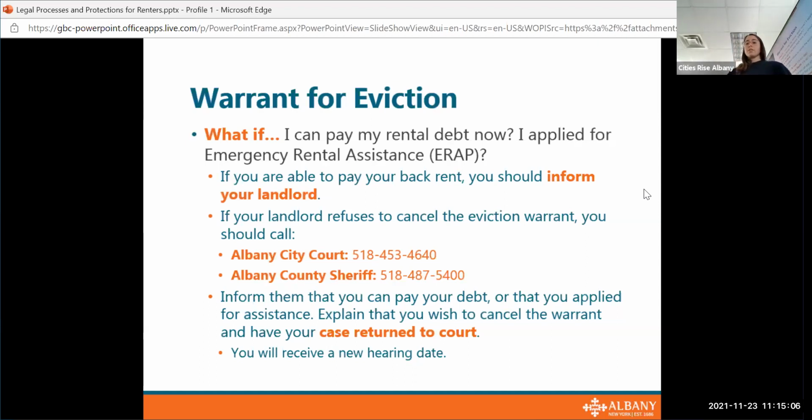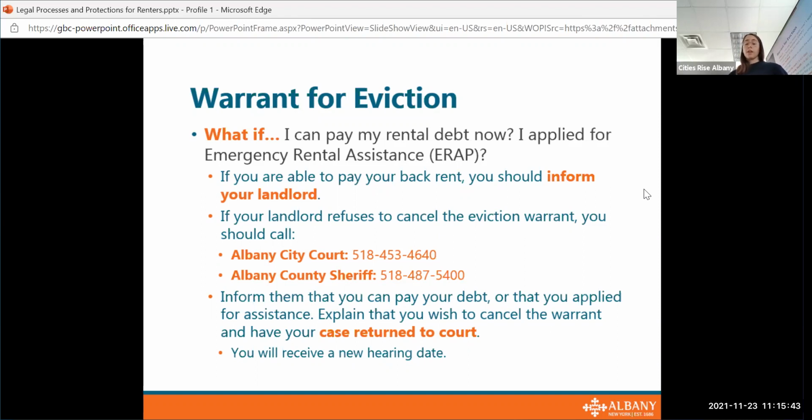So if a warrant is signed against you and let's say it's a non-payment eviction and you now are able to pay your rent, or if you've applied for EREP during that time, you should inform your landlord immediately. And if your landlord refuses to cancel the eviction warrant, you should call both the Albany City Court at 518-453-4640 or Albany County Sheriff at 518-487-5400.